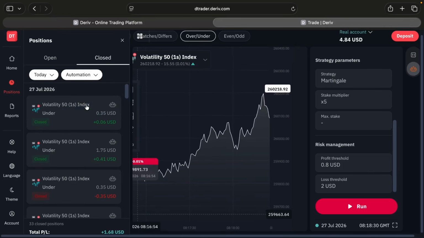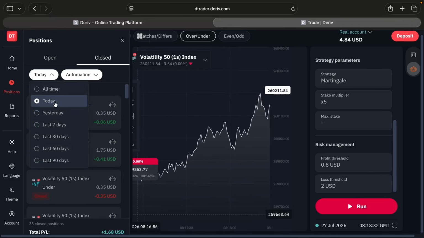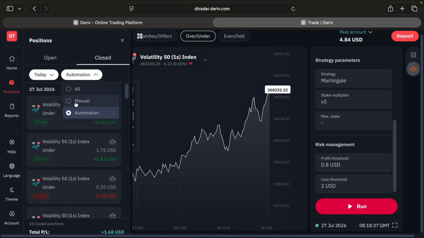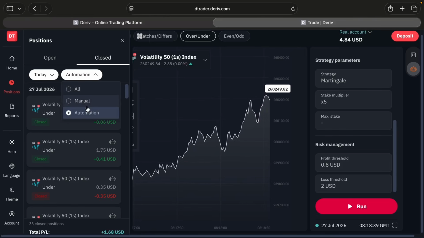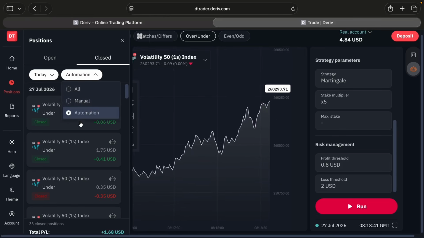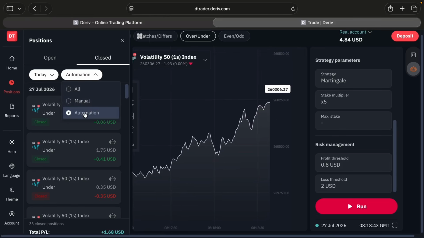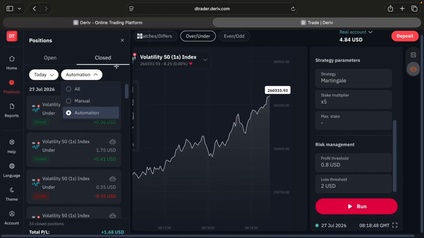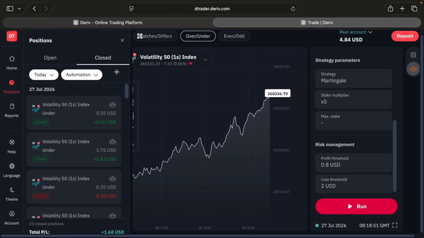So automation, yeah, you can come and select here the day you want to look at your trades, and then you come and select which type of trades you want to look at. So if you want to look at the automation trades you did, come and select automation. If it is the manual trades you did, you select manual. If it is all the trades you did, you select all, okay? But as you can see, it is a very good way of managing your account.